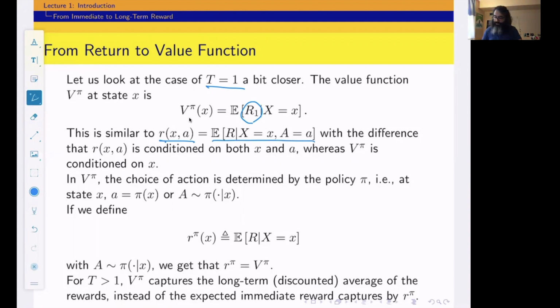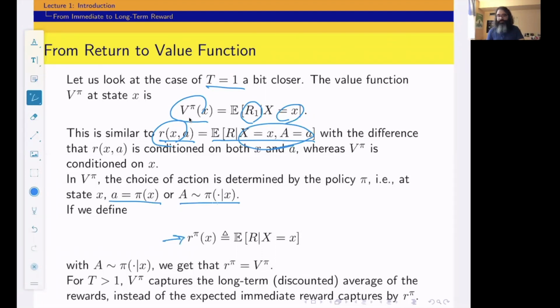So here, what's the difference between these two terms? One is that here the expectation is only over x. Here the expectation is over x and a. In V of pi, the choice of action is determined by the policy pi. So at state x, the agent chooses action A according to pi of x, or if it is a stochastic policy, it chooses that way. So if we want to define something like the expected reward that we had, but adding policy information into it, we can define it like this.